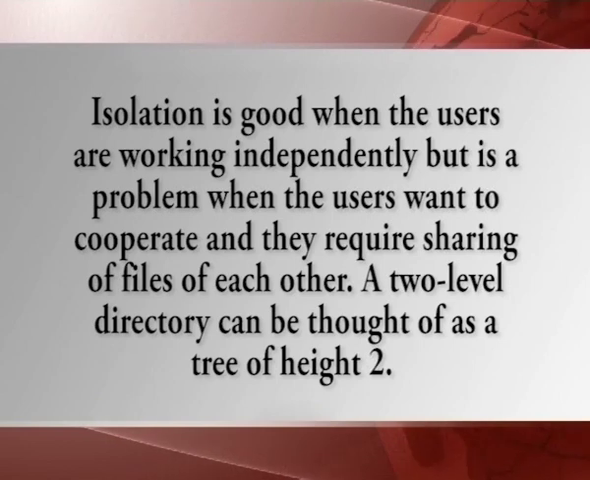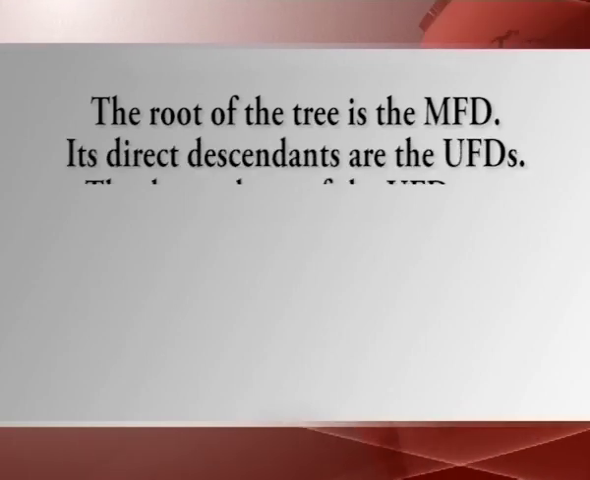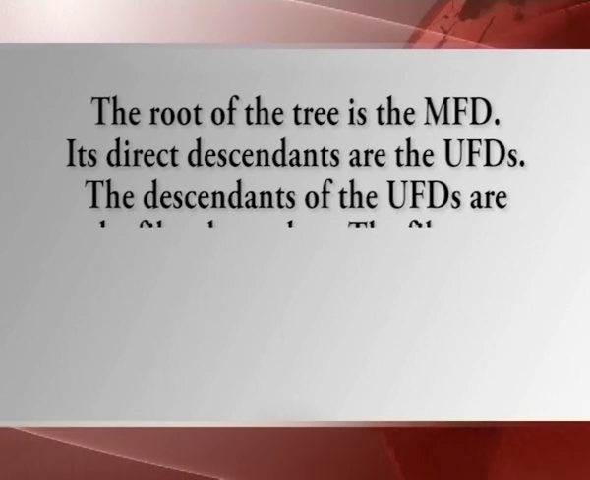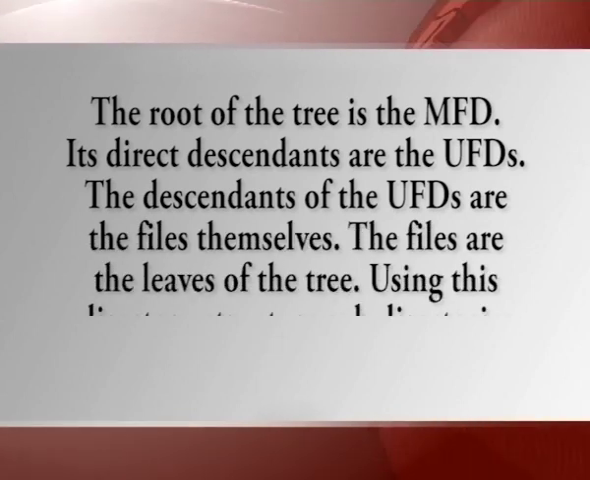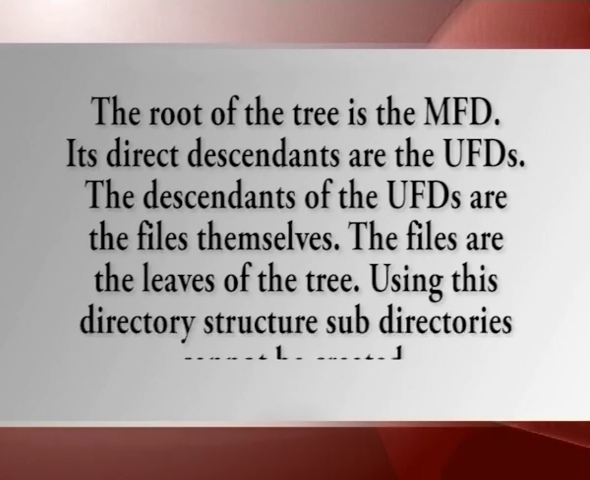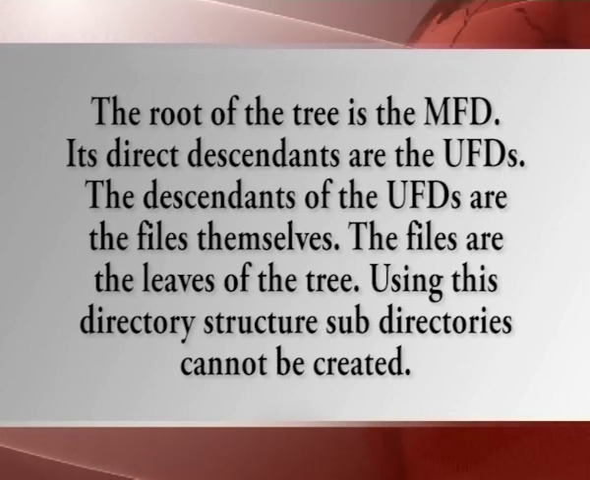A two level directory can be thought of as a tree of height 2. The root of the tree is the MFD. Its direct descendants are the UFDs. The descendants of UFDs are the files themselves. The files are the leaves of the tree. Using this directory structure, subdirectories cannot be created.